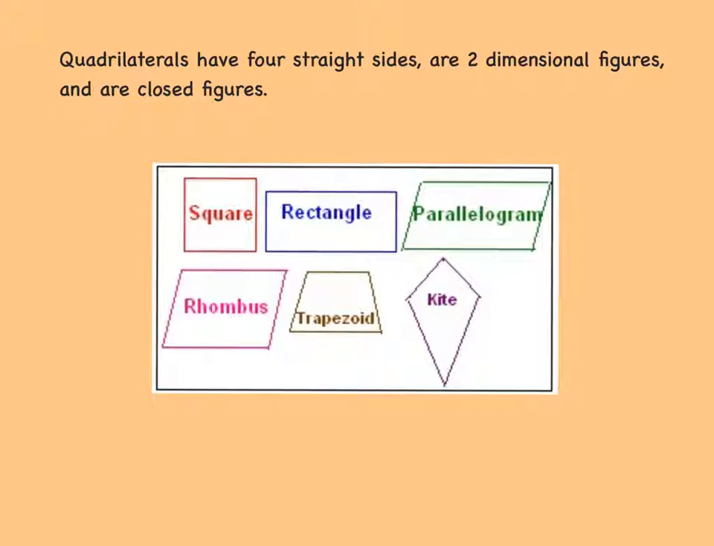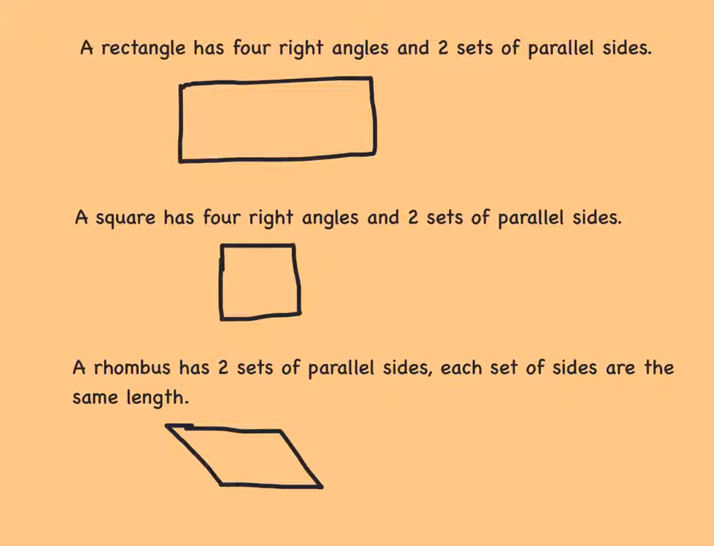Quadrilaterals have four straight sides, are two-dimensional figures, and have closed figures. A rectangle has four right angles. So I'm going to use these square shapes to represent that. And they also have two sets of parallel sides. So I'll mark those.